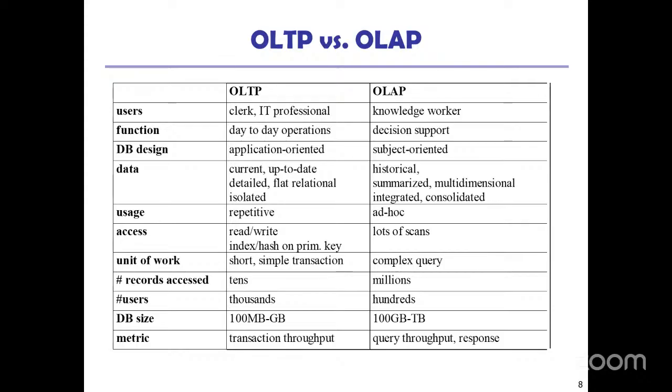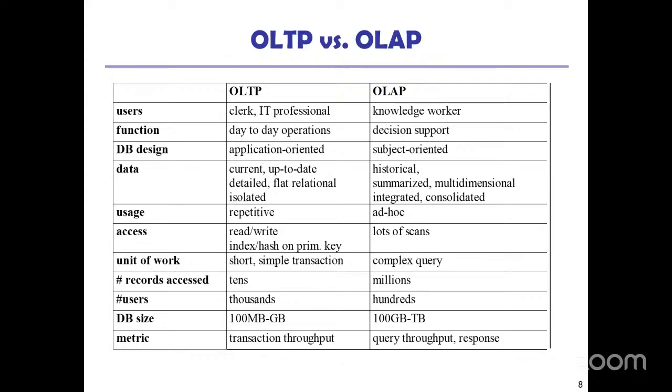What is the function of OLTP? Day-to-day operations. OLAP is for decision support. Database design: OLTP is application oriented, while analytical processing is subject oriented. The data in OLTP is current, up to date, detailed, flat, relational, isolated. In analytical processing, it is historical, 1 year, 2 years, 5 years, 10 years of data, and it is summarized, multidimensional, integrated, consolidated.